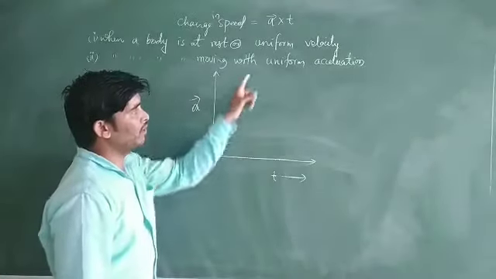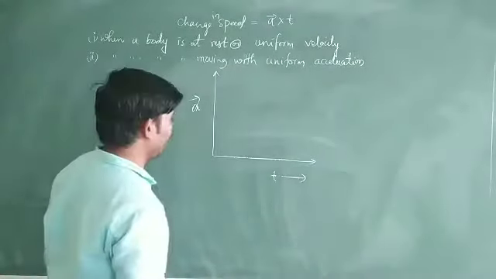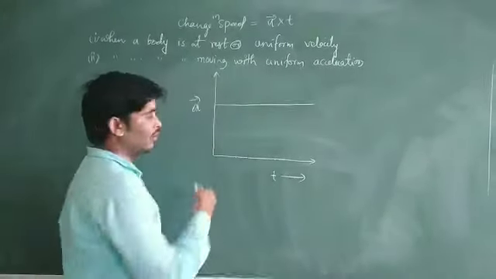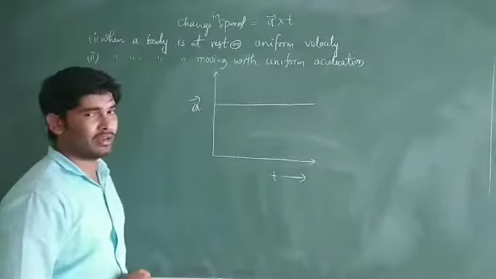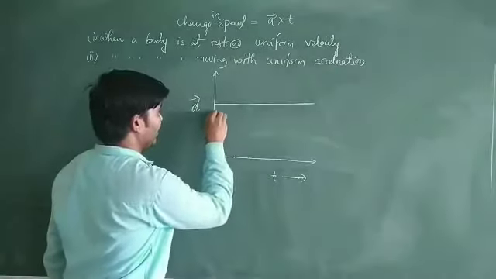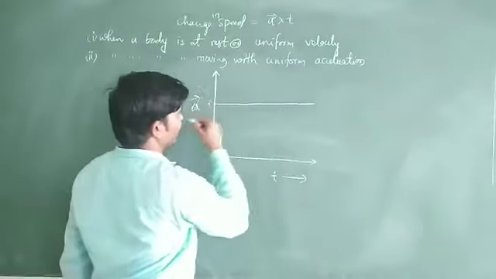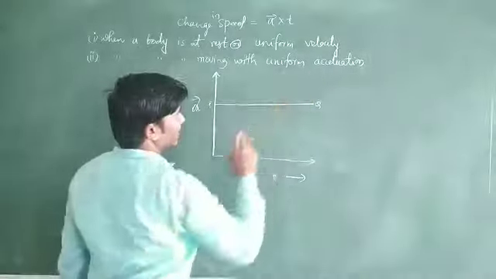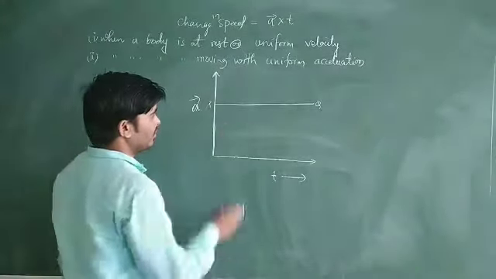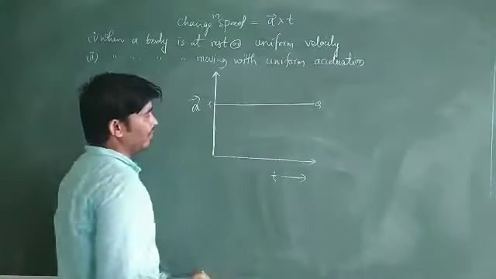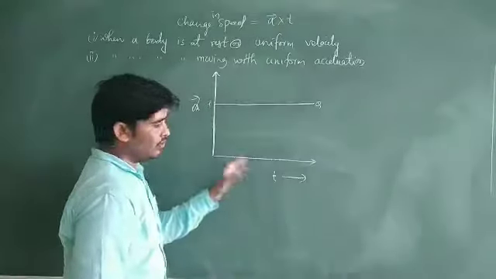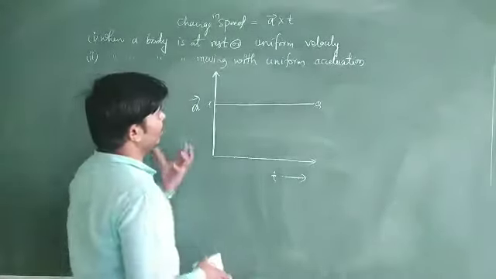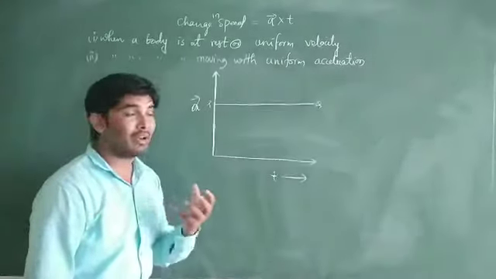The acceleration time graph for a uniformly accelerated body is a straight line parallel to the time axis on the positive side of the acceleration axis. This is the acceleration axis, and this line PQ is the acceleration time graph for the uniformly accelerated motion of a body. PQ is parallel to the time axis on the positive side of the acceleration axis.